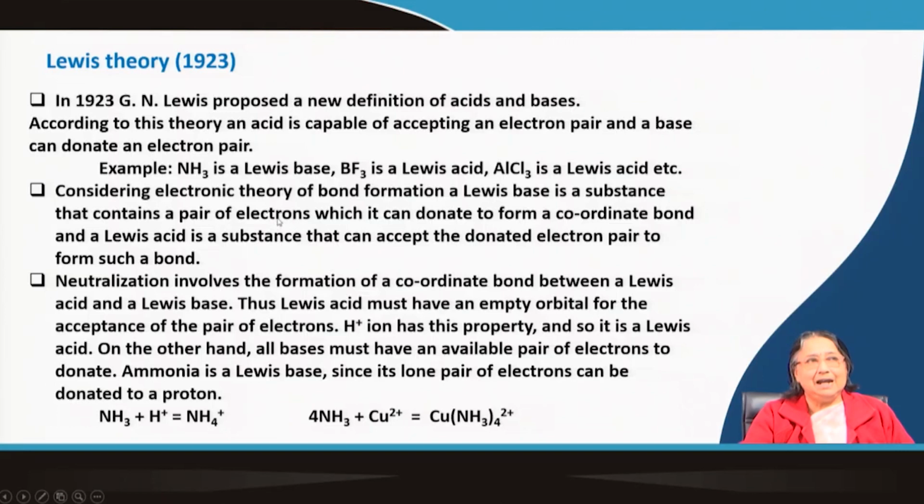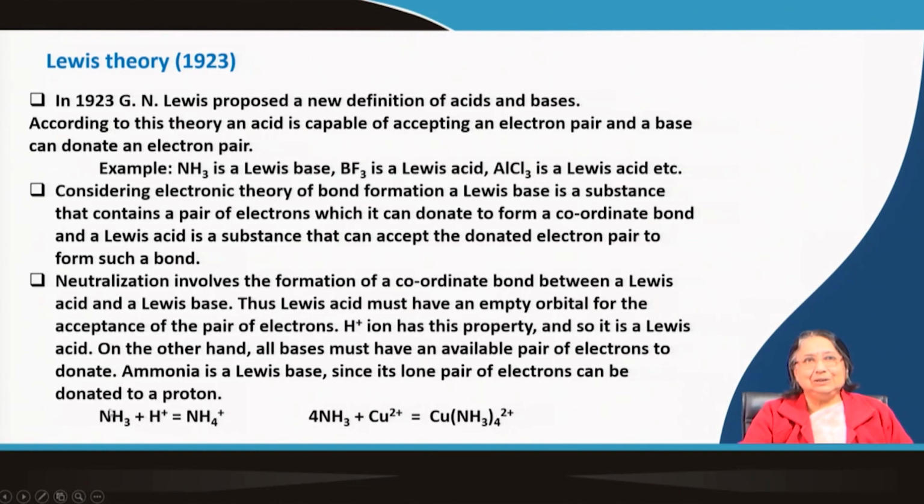Considering this theory, in bond formation, a Lewis base is a substance that contains a pair of electrons. If it does not contain an electron pair, how can it give one? The base has a pair of electrons which can be donated, and the acid is something which can take up that electron pair to form a bond. Neutralization is nothing but the formation of a coordinate bond. An electron pair is given and somebody takes that electron pair, which is nothing but a coordinate bond between the Lewis base and the Lewis acid.